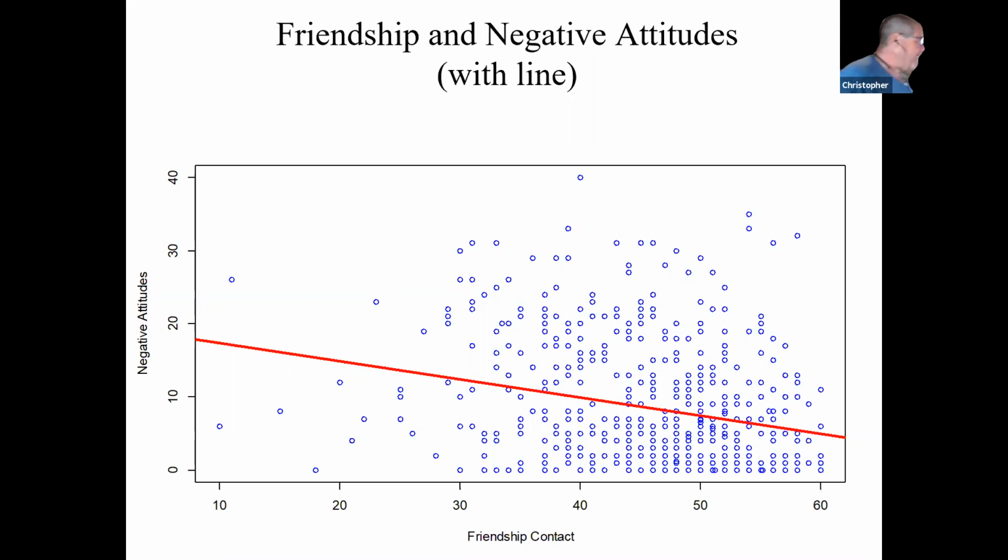Now, positive and negative here aren't value judgments. They just indicate the direction of the relationship. Had I measured positive attitudes here, we would probably have a positive relationship, because friendship would improve those positive attitudes, and reduce the negative ones.